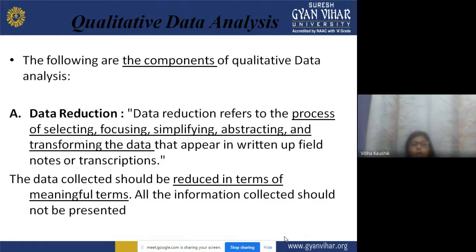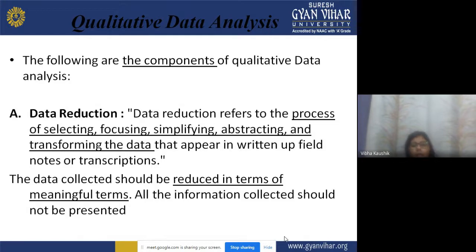Now, qualitative data analysis. The following are the components of qualitative data analysis. First one is data reduction. Data reduction refers to the process of selecting, focusing on the main area on which the data has been focused, simplifying the data, abstracting, taking out the main thing from the data, and transforming the data that appears in written-up field notes or transcriptions.